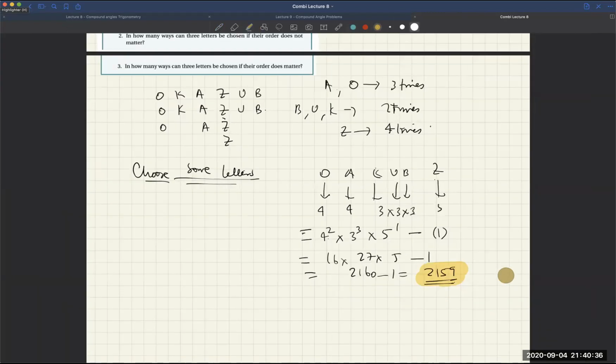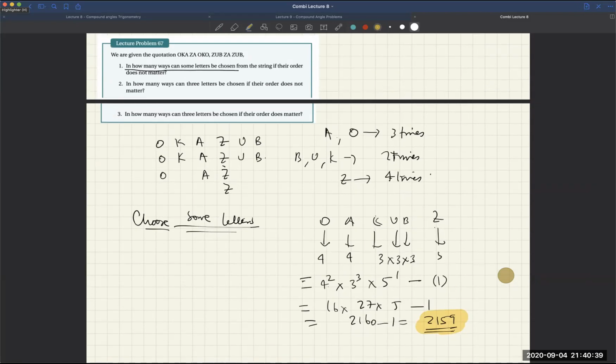Do you understand the method? Sir, why did we do minus 1? Because that is the case where none of them is chosen, right? We have to choose some letters. In that one case, O is not chosen, A is not chosen, K, U are not chosen, and Z is not chosen. That will happen only once, right? Okay, so I'll just write it down. I think it's a good point. So none is chosen, is removed. I hope this is very clear, guys.